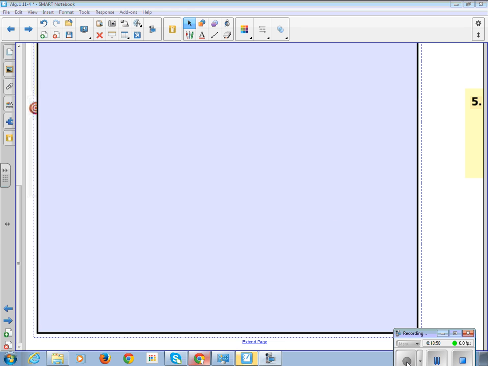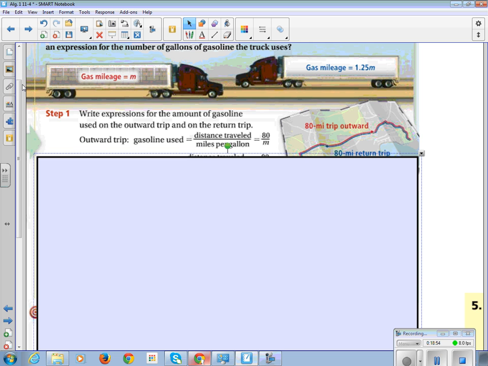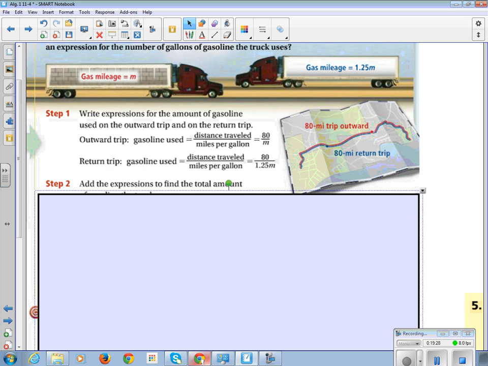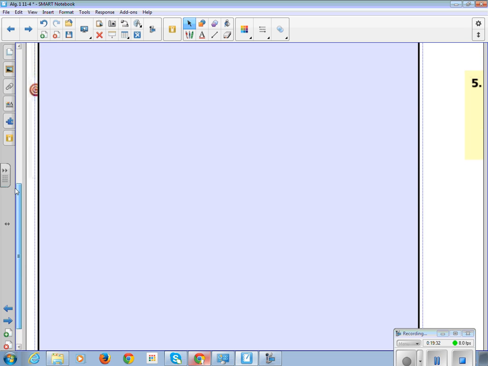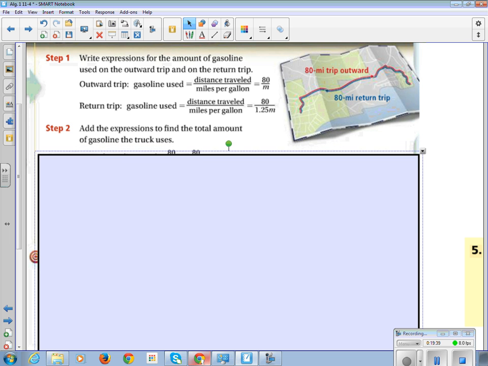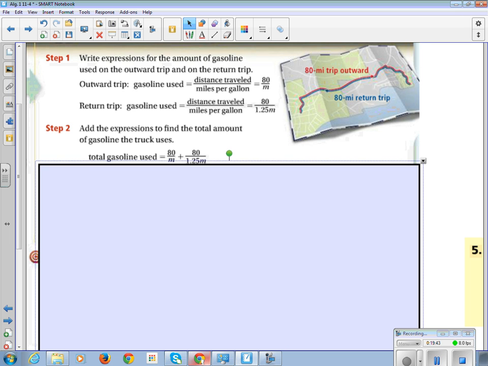Step 1. Write expressions for the amount of gasoline used on the outward trip and on the return trip. The gasoline used is the distance you traveled divided by the miles per gallon. On the outward trip, we're fully loaded. We go 80 miles, and we divide by M miles per gallon because that's our gas mileage. On our return trip, we have the distance traveled divided by miles per gallon. We're still going 80 miles back, but our gas mileage improves to 1.25M. We add the expressions to find the total amount of gasoline the truck uses. So we have 80 over M plus 80 over 1.25M.